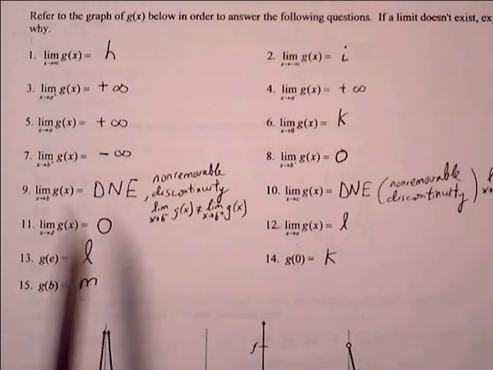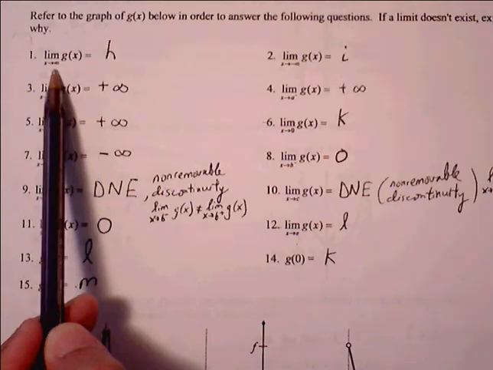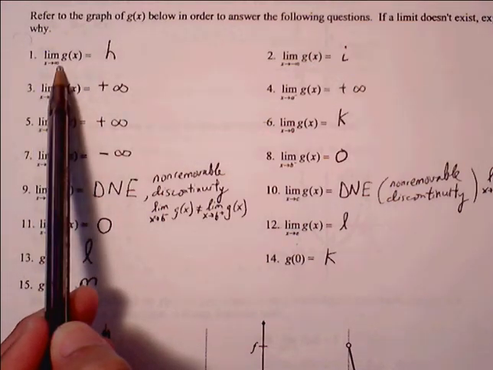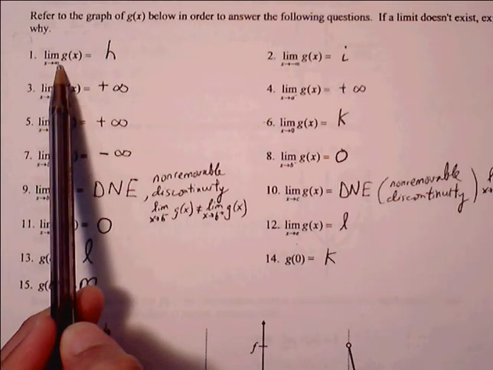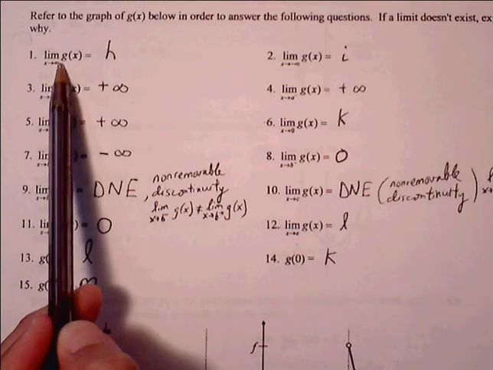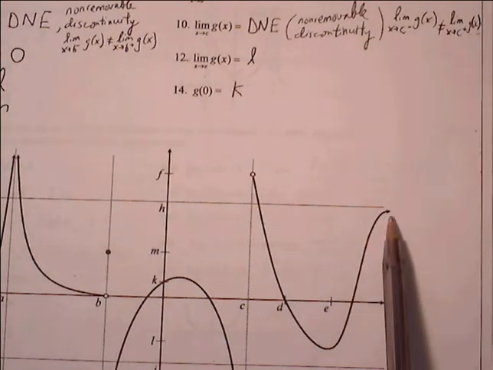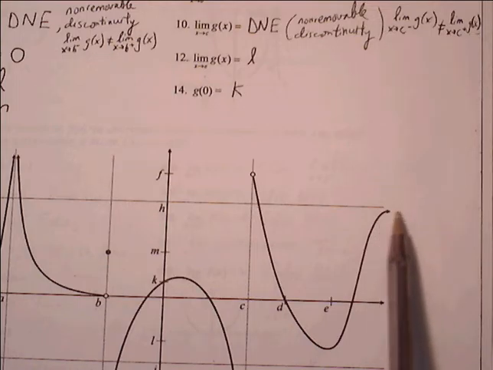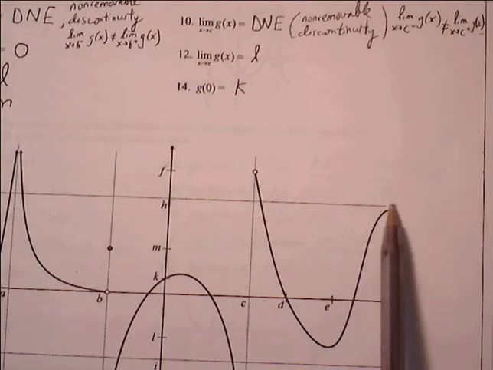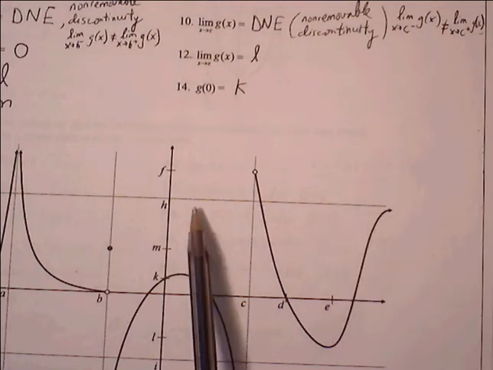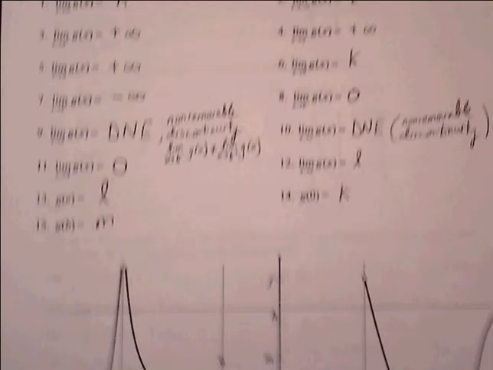All right, so number 1 here, limit as x approaches infinity of g of x. As we approach infinity, that means we're following the right arrow of the graph off the graph, and we're seeing, does the graph level off at a specific y value? Does it shoot up to positive infinity? Does it go down to negative infinity? As we follow the right arrow off the graph, we see that this graph is leveling off right above this, right about this line, and that line is a y value of h. So therefore, the limit is equal to h.